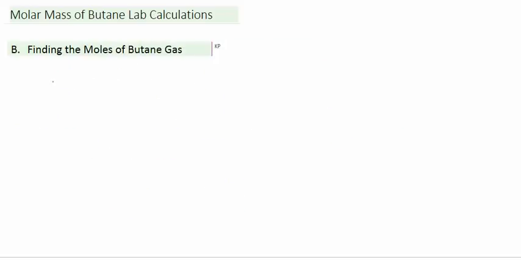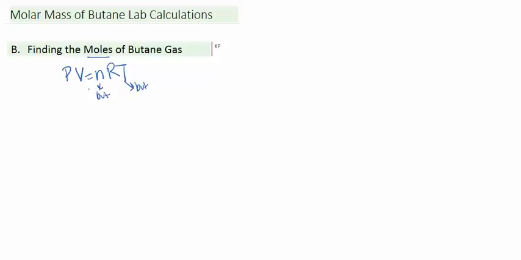So the next thing that we're going to do is find the moles of butane gas. Well, we know that the gas law that lets us calculate moles of gas is the ideal gas law, and so that's PV equals nRT. And I want moles of butane gas. So I need the temperature of the butane gas, I need the volume of the butane gas, and I need the pressure of the butane gas. Okay, so here I'm going to use the pressure I just calculated in part A, 724.18 torr.